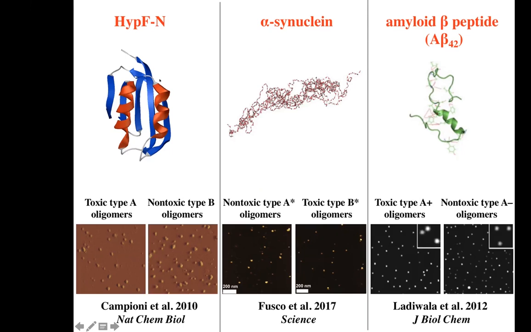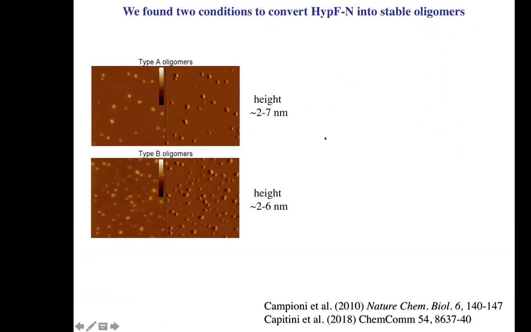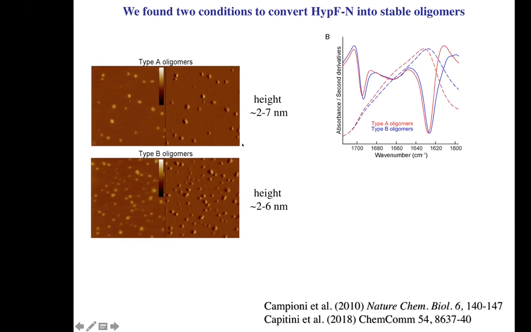And for the sake of time, I'll show mainly results from HypF-N, because this is what we started from, and most of our data are on HypF-N. But we could get very similar data on alpha-synuclein and the amyloid beta peptide as well. So for HypF-N, we could form these toxic and non-toxic oligomers, that we called type A and type B initially, and they are very similar in terms of morphology. You can see that they share a similar morphology, which is spherical or discoidal, and the size of these oligomers is very similar.